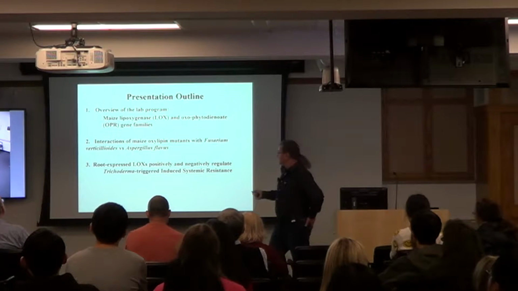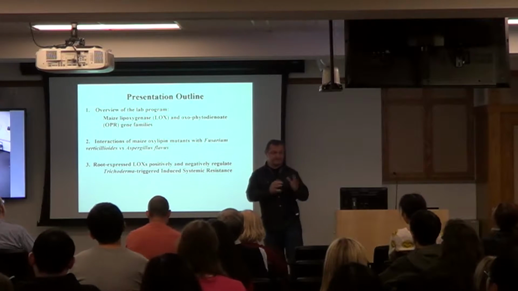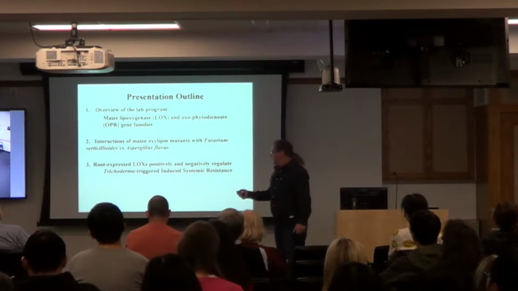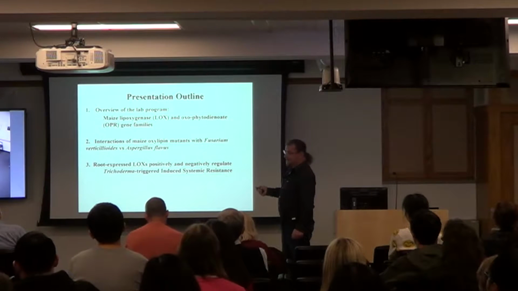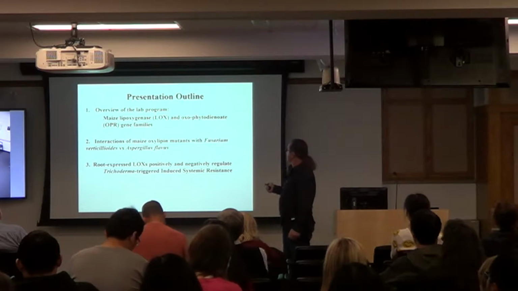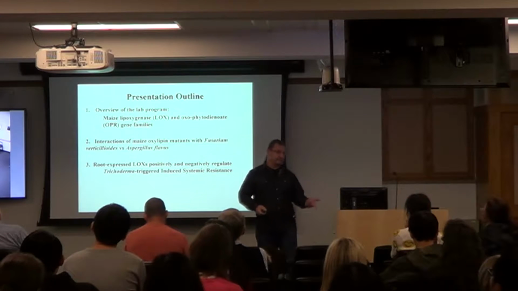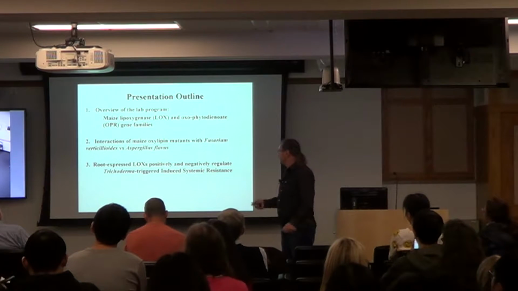So I will give you a brief overview of what I do in my lab and the idea behind all of these different projects that we have in the lab. We primarily work with two gene families, lipoxygenases and oxophytodienoate reductases. These genes are required for not only jasmonic acid biosynthesis, but the production of other oxylipins.